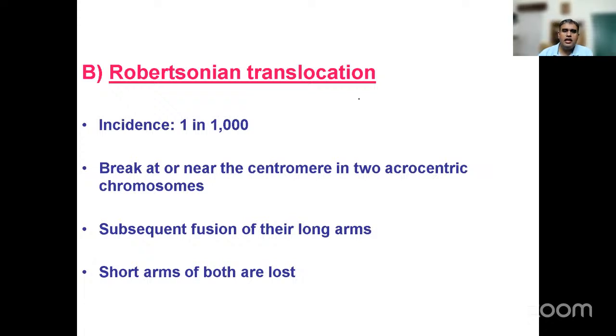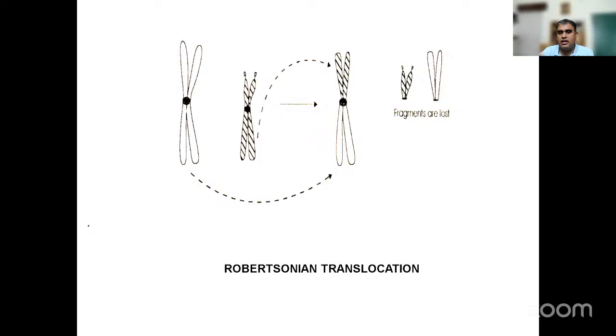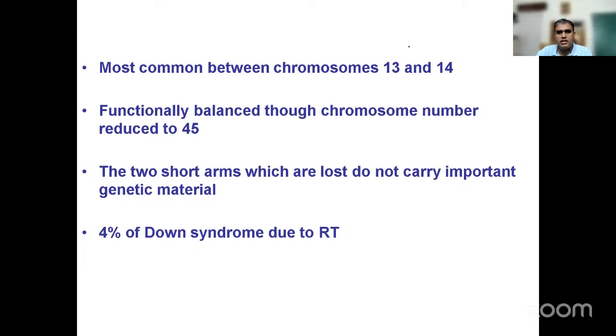Break at or near the centromere into two acrocentric chromosomes. It is a break near the centromere. Subsequent fusion of the long arms occurs, and the short arms of both are lost. So that is simply something different over here. Look at the image. Fragments are lost because the problem is around the centromere. Okay, that is the Robertsonian translocation.